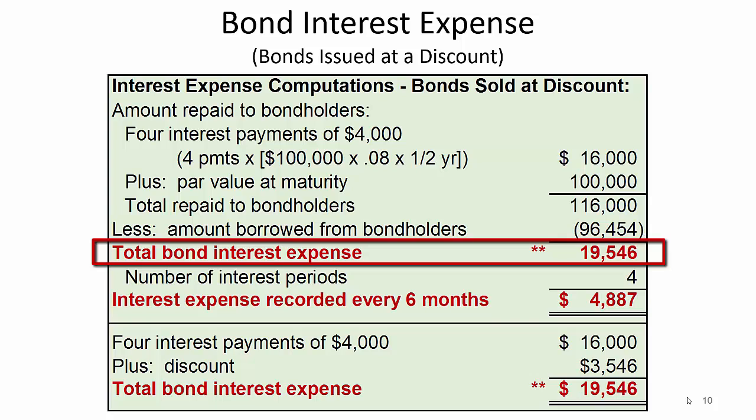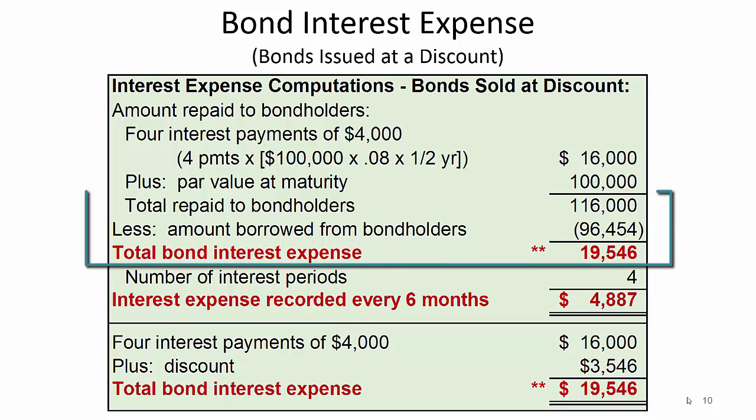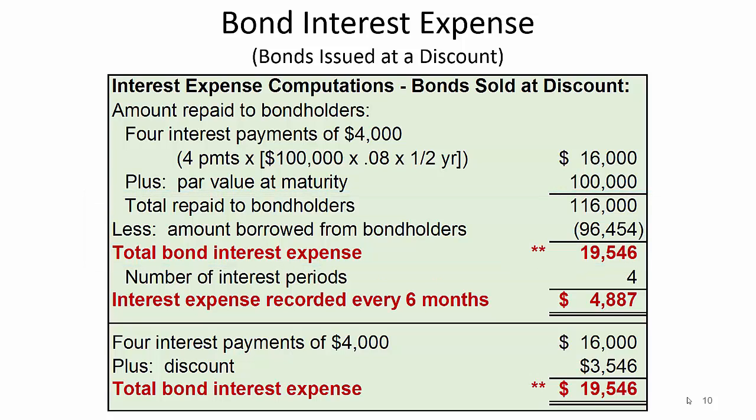$19,546. It can be calculated 2 ways. The easiest way to think about it is as follows. Total interest expense is the difference between the total amount repaid to the bondholders of $116,000 and the amount borrowed from the bondholders of $96,454. Alternately, we can compute the total bond interest expense as the sum of the 4 interest payments plus the bond discount. This alternative computation is shown in the lower portion of the slide.